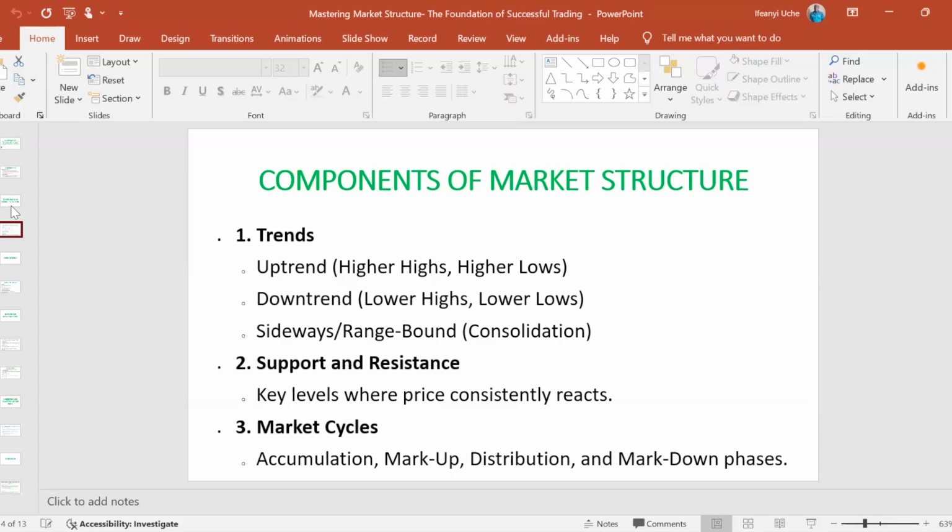When you have a series of higher highs and higher lows, it's an uptrend. A series of lower lows and lower highs is a downtrend. That's the first part of market structure.